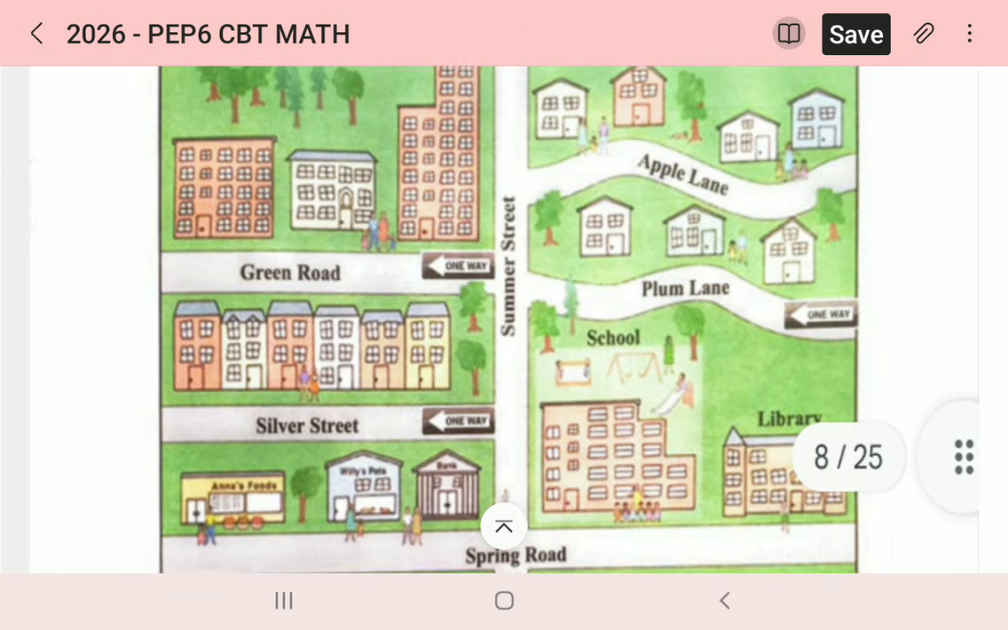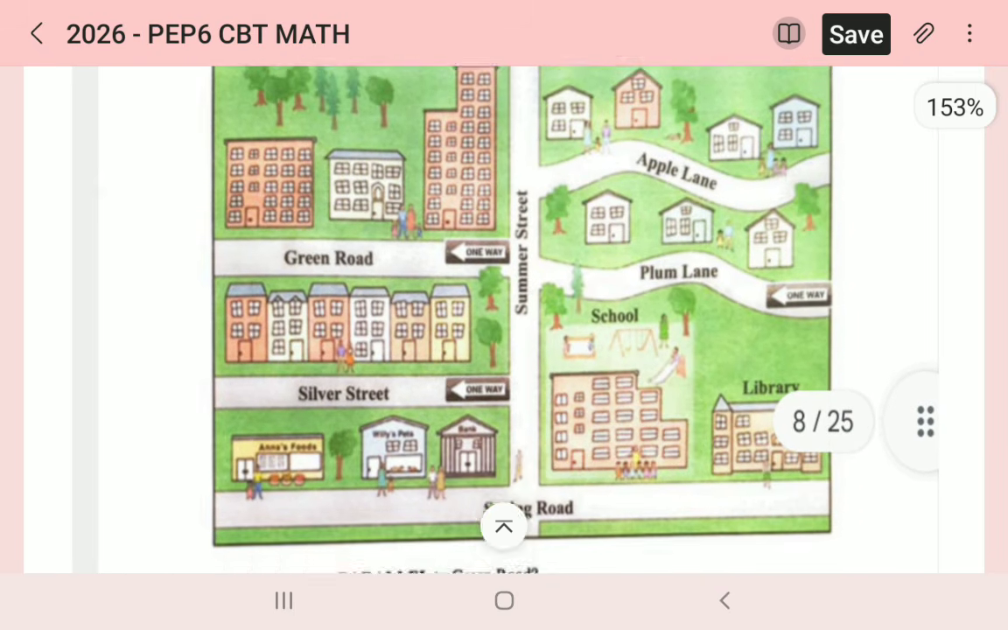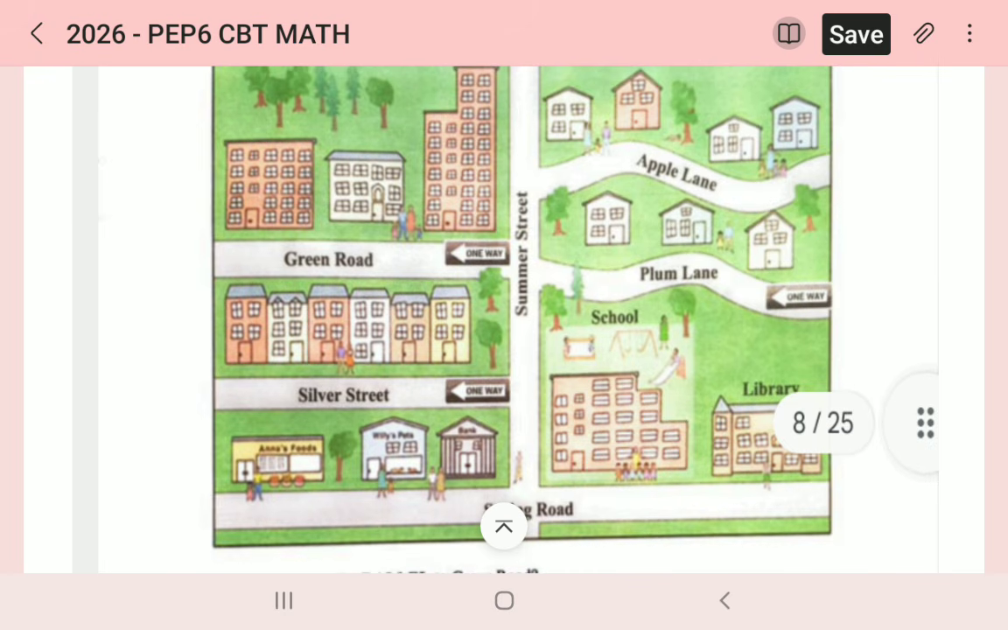What community do you live in, by the way? Type it in the chat. What community are you from? If you don't want to put your community, what parish do you live in?